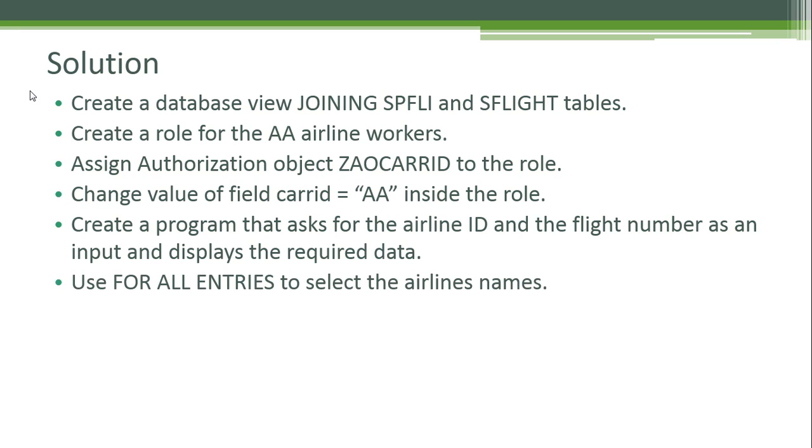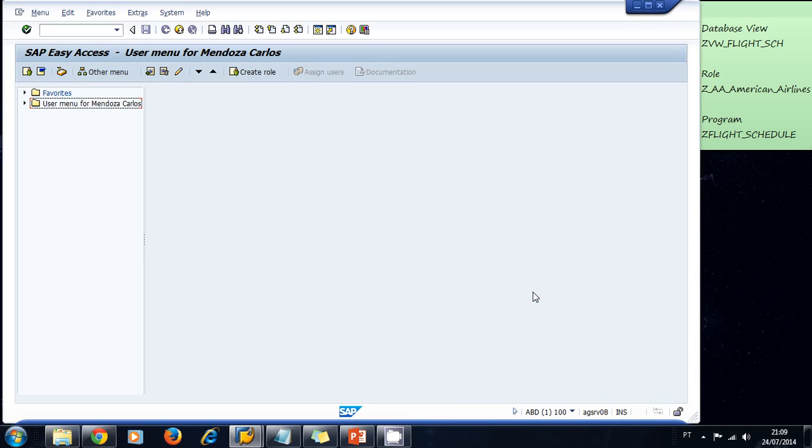We're going to use the FOR ALL ENTRIES ABAP statement to select the airline names, and we're going to implement the required authorization checks. So let's start by navigating to the transaction SE11, the ABAP dictionary, and let's start creating our database view. We're going to start by creating a database view called CVW_FLIGHT_SCH.